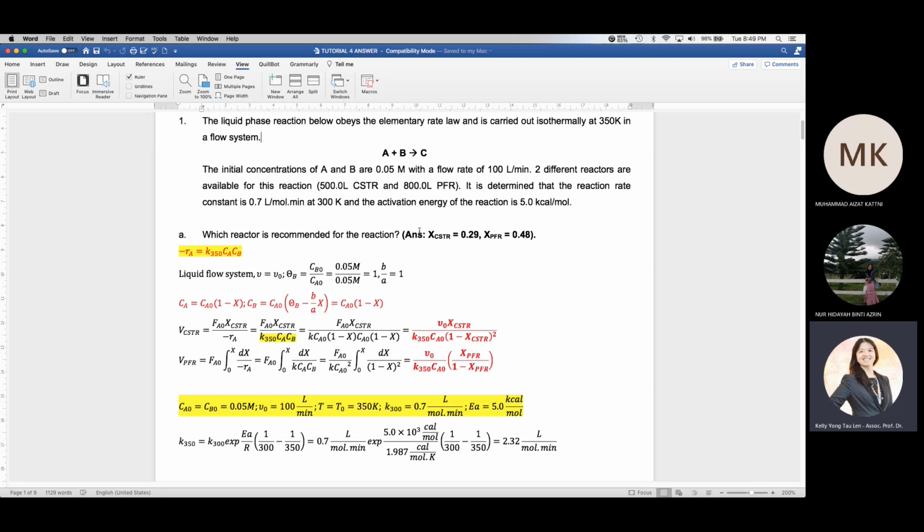Okay, so first is to check the types of reactor. Are we talking about PFR ke? We're talking about batch ke? We're talking about CSTR. So that's the first thing that you have to establish. Second, establish rate law. Kena tahu rate law dia.